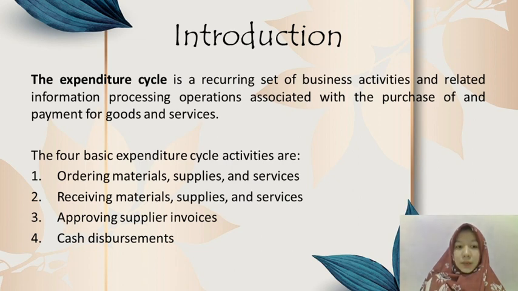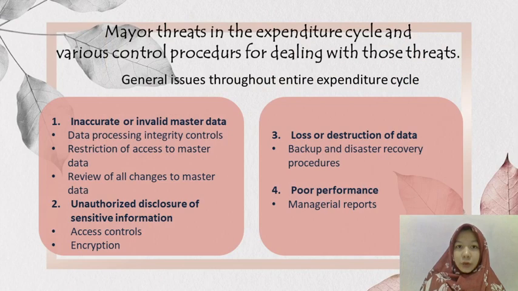There are 4 basic expenditure cycle activities. 1. Ordering materials, supplies, and services. 2. Receiving materials, supplies, and services. 3. Approving supplier invoices. 4. Cash disbursement. Our main topic is major threats in the expenditure cycle and various control procedures for dealing with those threats.